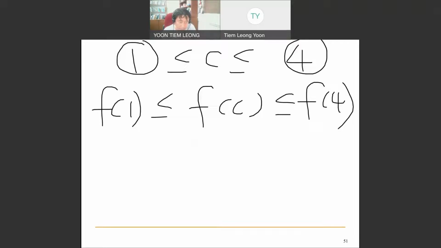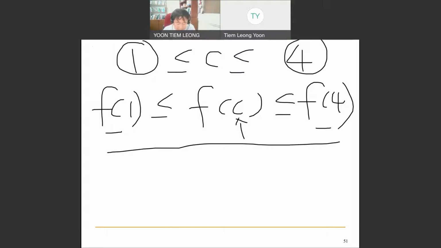According to the theorem, there must be a number c lying between 1 and 4 such that at this point c, the value of the function lies between f(1) and f(4). So this statement should be true for all values lying between f(1) and f(4). Then we go and seek out the values of c.